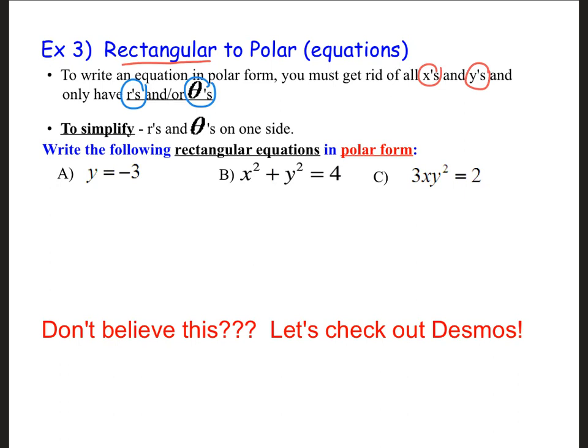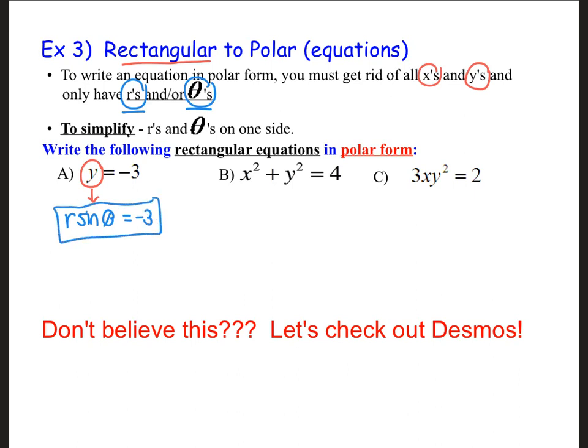Okay, to simplify, you want to make sure that all of your r's and thetas end up on the same side of the equation if they're not already. So if we look at the first example, some of these can be very simple. Our goal here is to get rid of the y, and in order to do that, we're going to have to replace it with something that involves a radius and a theta. Well, if you think back to that formula a moment ago, we know that y is equal to r sine theta, so we can just replace that. And this is our new equation.